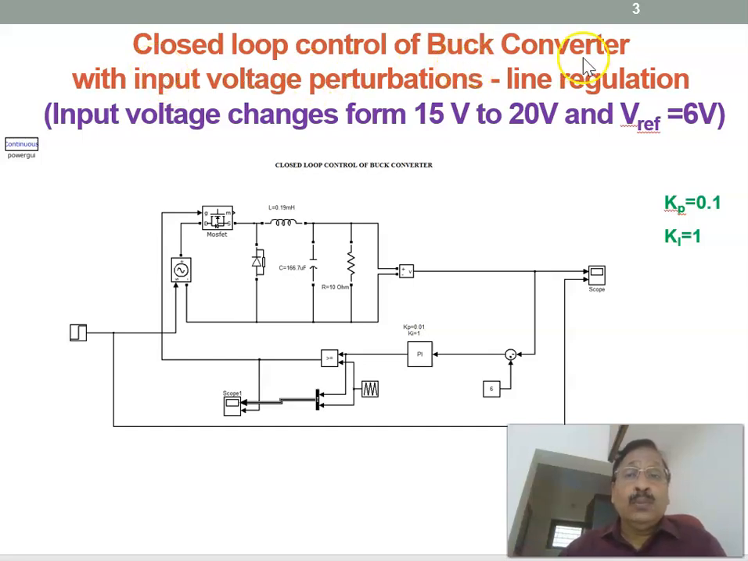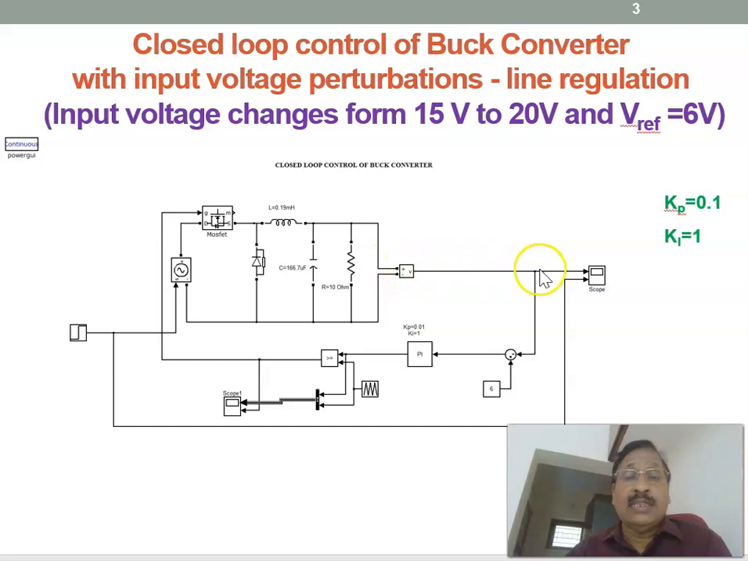Now, in the closed loop control of the buck converter, first we'll be considering a PI controller. This is the buck converter simulation model. This is the buck switch, this is the freewheeling diode, this is L and C, the low pass filter, and this is the load resistor. This is the input voltage, shown here.